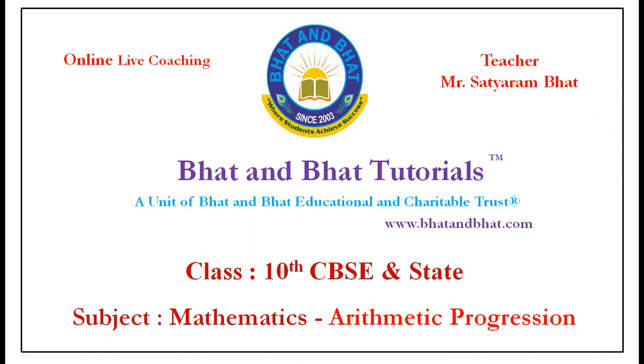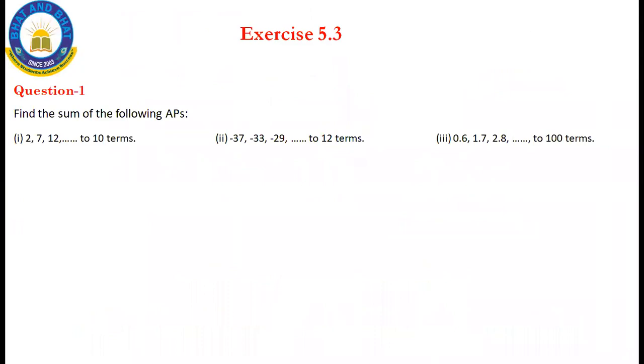Exercise 5.3 depends on concept of sum of n terms of an AP. The formula is given as Sn is equal to n by 2, 2a plus n minus 1 into d. So based on this, we have this particular exercise. Let us take up the first one. Question 1 says, find the sum of the following APs. These are the direct questions wherein it doesn't require much of thinking. You should be able to solve them straightforward.